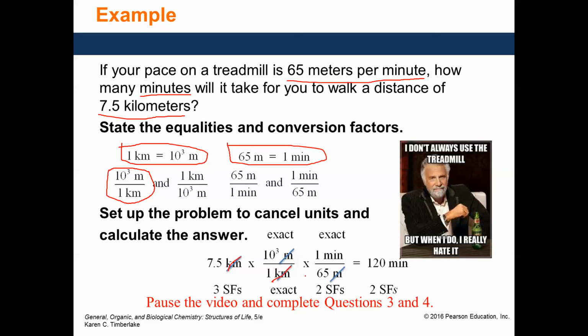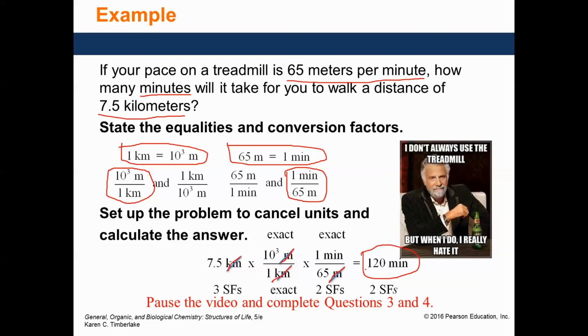And then we need another conversion, because we're not asked for meters, we're asked for minutes. So we need to know the relationship between meters and minutes. Well, that's where this conversion factor comes into play. We're going to pick the one on the right, so the meters in the denominator will cancel with the meters in the previous conversion factor. Bam. And then we're going to punch this into our calculator. 7.5 times 1,000 times 1 divided by 65 is going to give us 120 minutes.